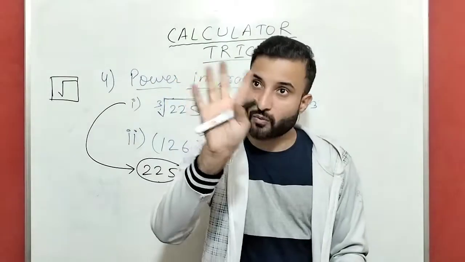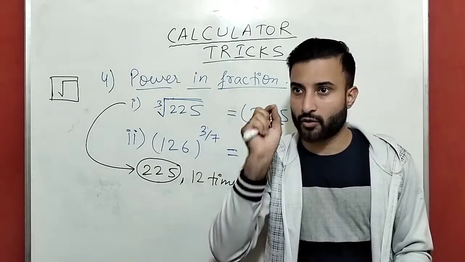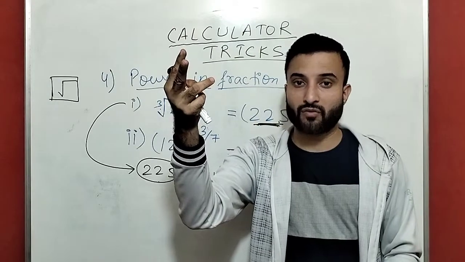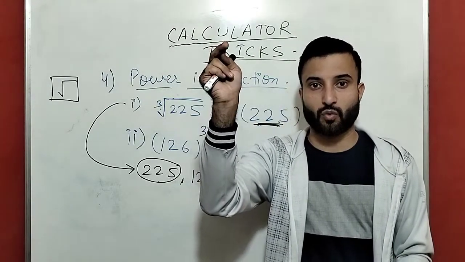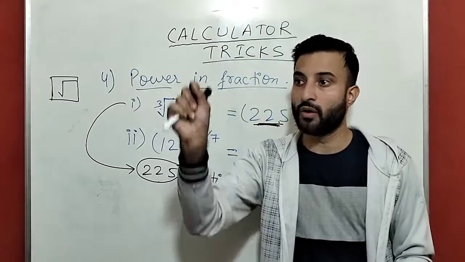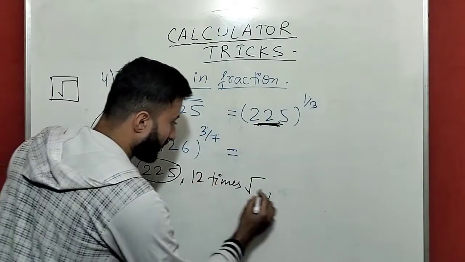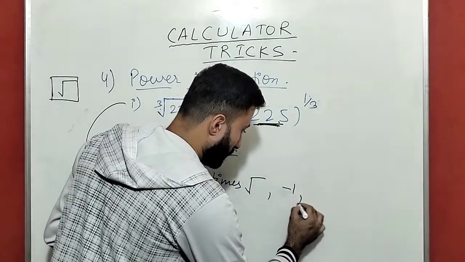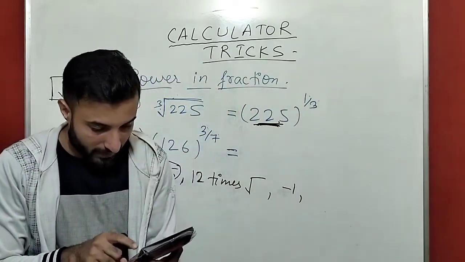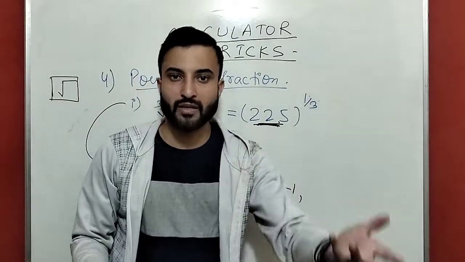Then, whatever value you are getting, the third step is don't press equal. Just type the number 225, first step. Second step is 12 times the square root. Then next, do minus 1 from whatever answer you got. So I will be doing minus 1. Then press equal, because for finding the answer you have to press equal.